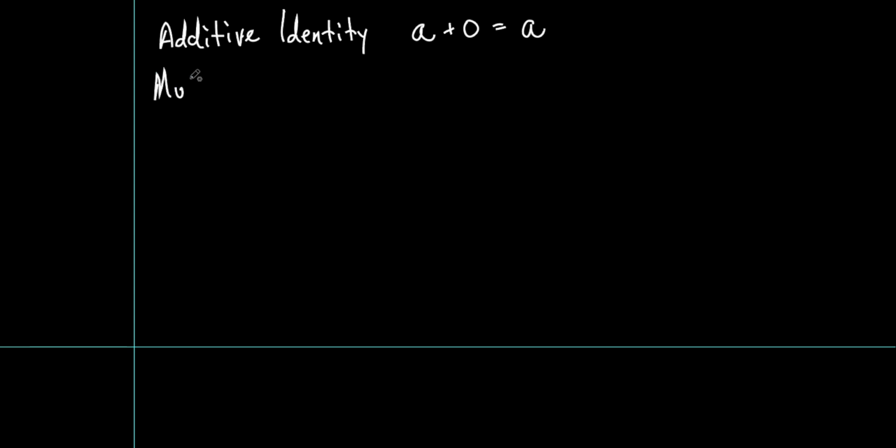What about the multiplication identity? What do I do to A in order to not change it? What do I multiply it by in order not to change it? It's a 1, right? So I multiply by 1.